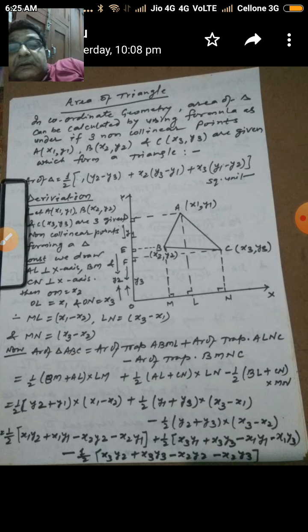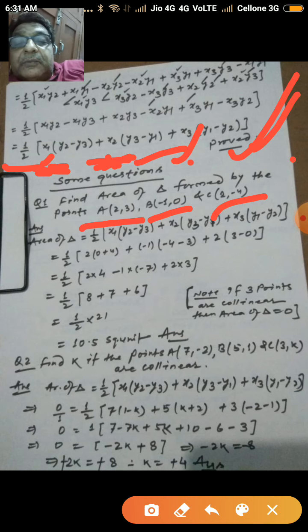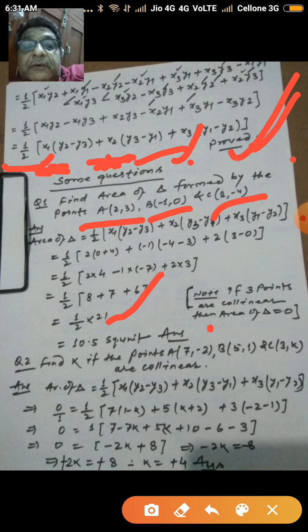Question 1 is: find the area of the triangle formed by the 3 points given, A (2, 3), B (-1, 0), and C (2, -4). So it is very simple. Now just imagine that A has coordinates x1 y1, B x2 y2, and C x3 y3. Now put in the area formula. You get here 21 by 2, which in decimal is 10.5 square units.